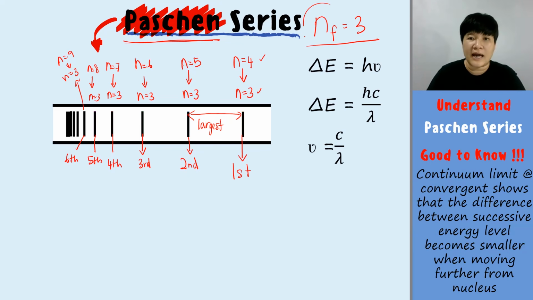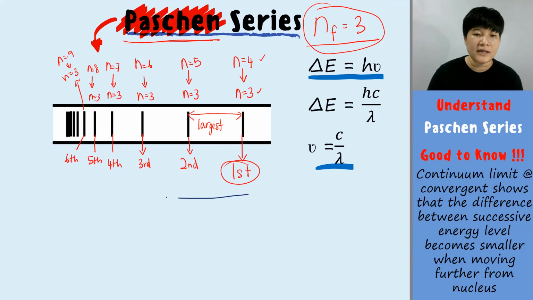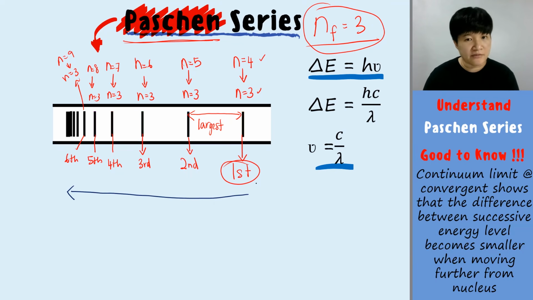You must know the n final. You must identify who is the first line. So as always, we are going to find the relationship between the delta E, the frequency, and the wavelength. And in this case, it will be slightly different because we are reading it from the right to the left. Why are we reading from the right to the left? Because the first line right now is on the right hand side.